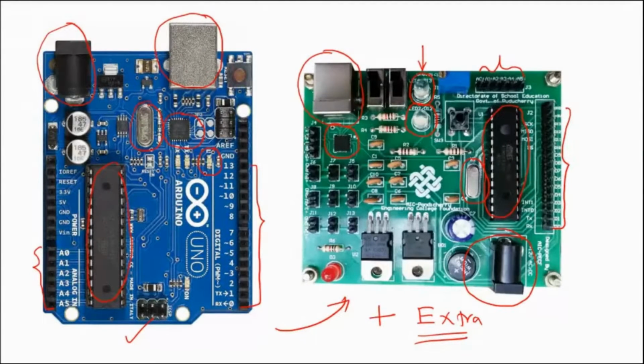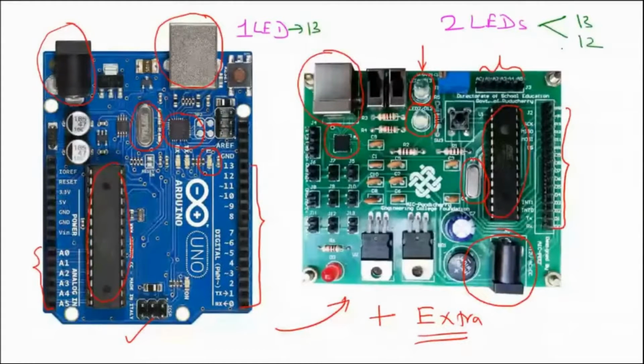So what are the extra features available in this? You have one additional LED available. This board has only one LED. This board has two LEDs. The one LED that is available on the board is connected to pin 13. Here the two LEDs are connected to pin 13 and pin 12. One LED is connected to pin 13, another LED is connected to pin 12. So instead of one LED, we have two LEDs. That is one difference.